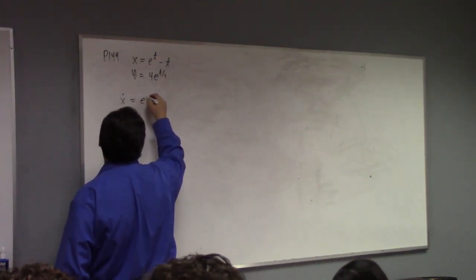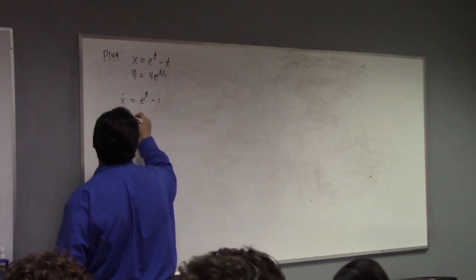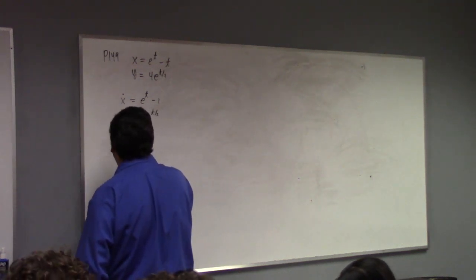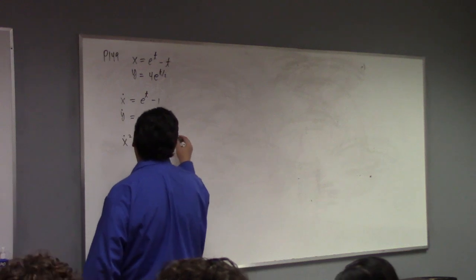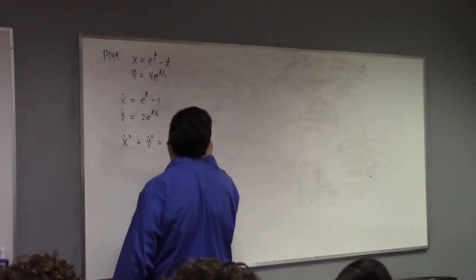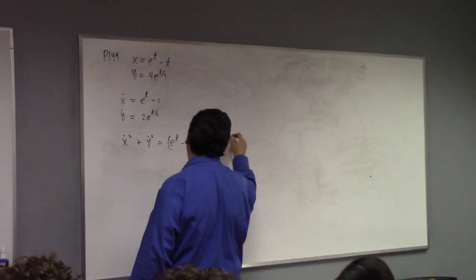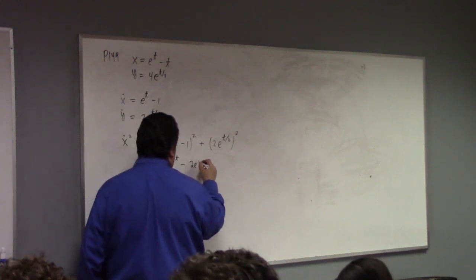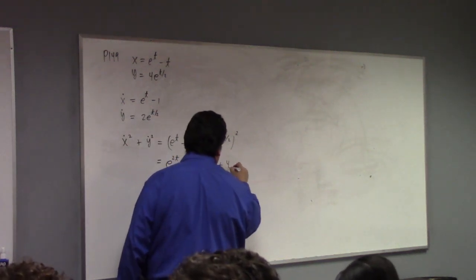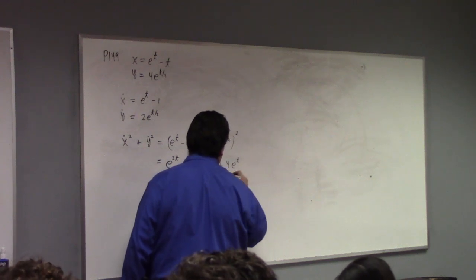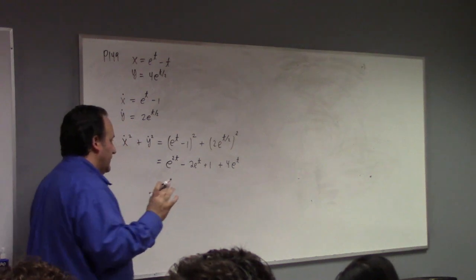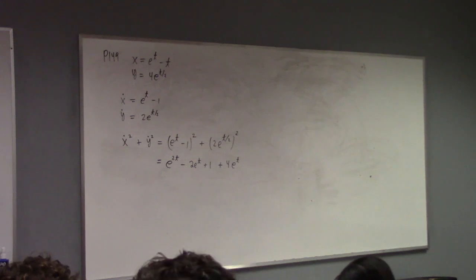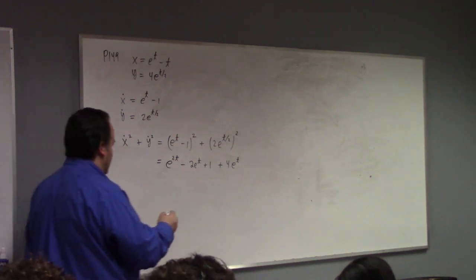So the x derivative is e to the t minus 1. The y derivative is 2 e to the t over 2, right? So when you square the derivatives and add them, you get, which gives us, right. So e to the t over 2 squared is e to the t. But what then are you looking at here? Well, you've got a minus 2, a plus 4. That's a plus 2, right?